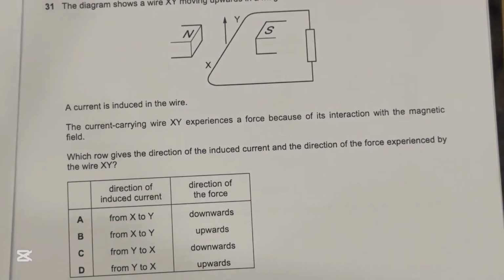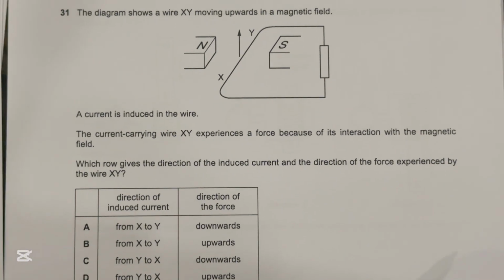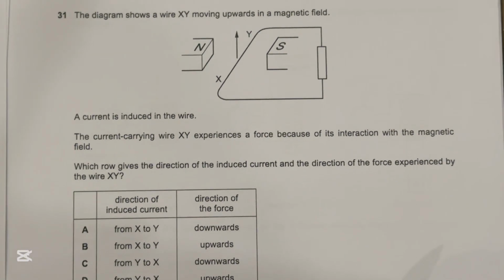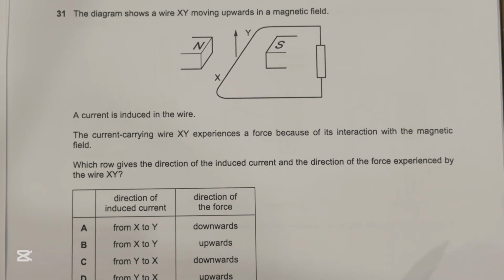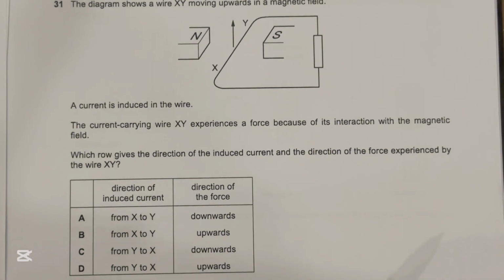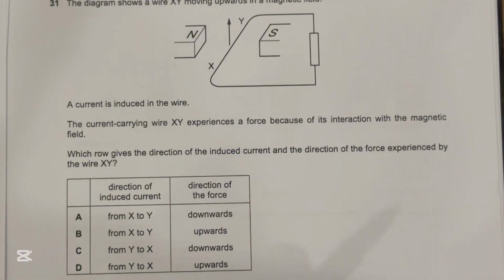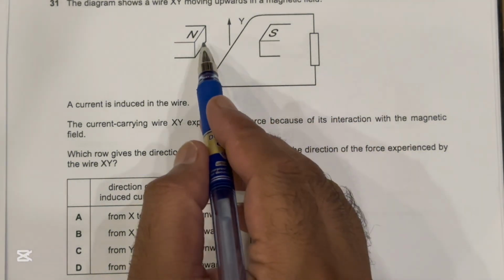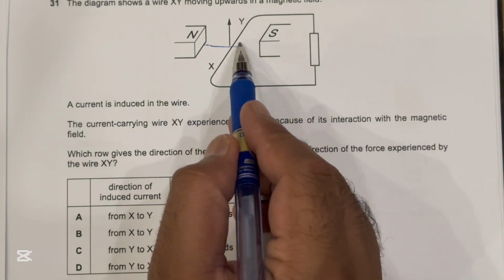Moving to 31. The diagram shows a wire XY moving upward in a magnetic field. A current is induced in the wire. The current carrying wire XY experiences a force because of its interaction with the magnetic field. Which row gives the direction of the induced current and the direction of the force experienced by the wire XY? So we know that this is the application of Fleming's right hand rule, and according to Fleming's right hand rule, the field will go from north to south.